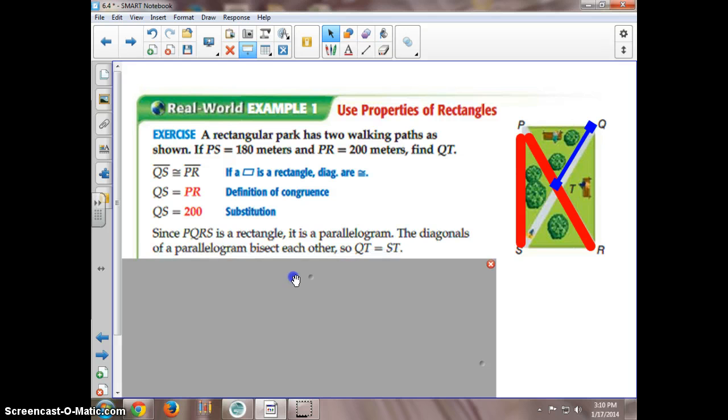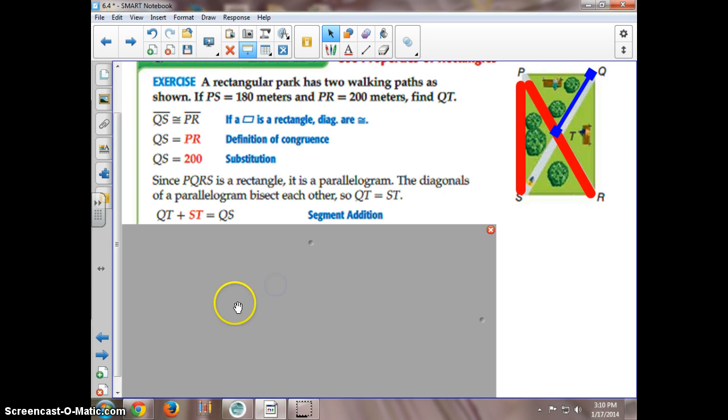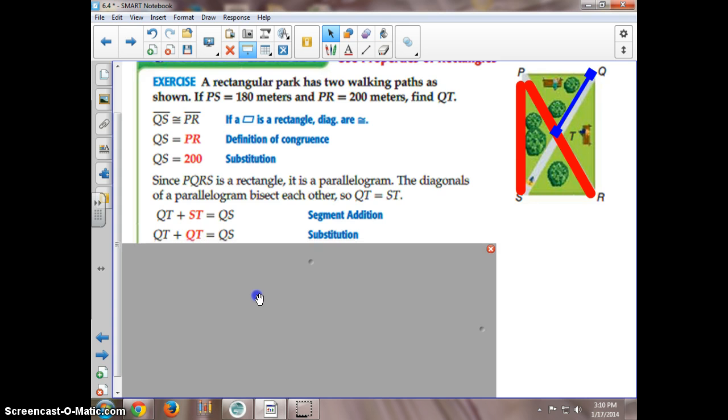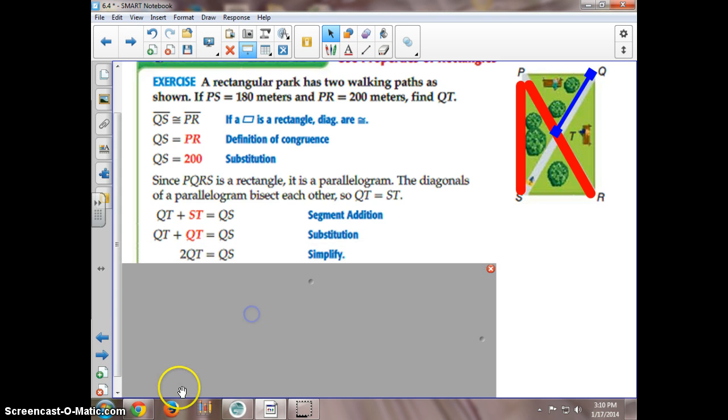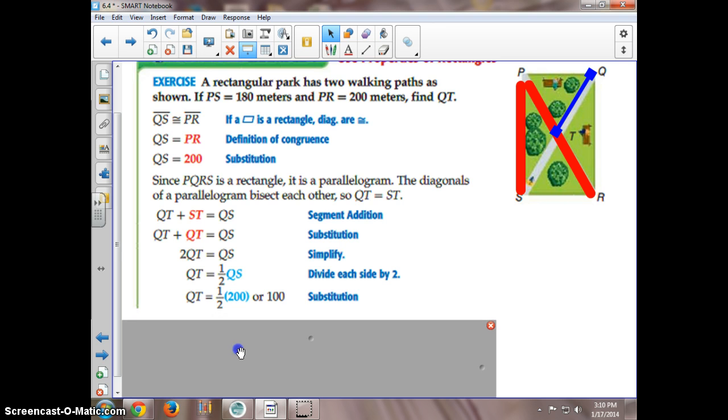Since it's a rectangle, that means it must also be a parallelogram. So the diagonals must bisect each other. So QT equals ST. So since QT plus ST equals the whole segment, and we know the whole segment is 200, we know that QT is half of 200, which is 100.